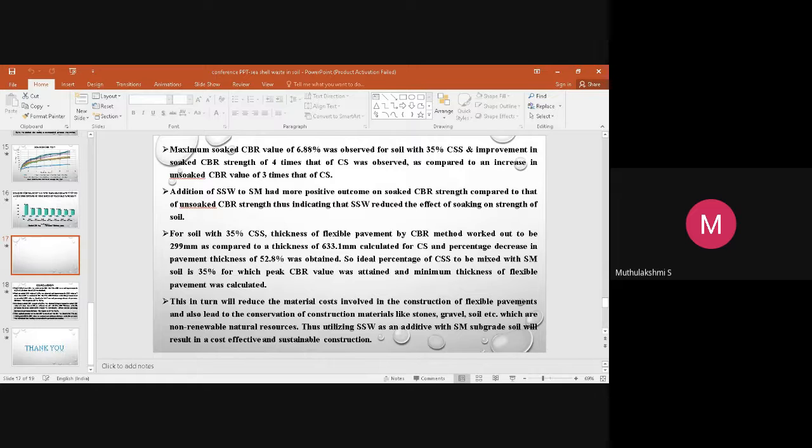Thus, it resulted in an economical flexible pavement. It reduced the material costs involved in the construction of the flexible pavement, thus leading to the conservation of construction materials like stones, gravel, soil, etc. used in the base course and sub-base course layers of the flexible pavement, which are non-renewable natural resources. So ultimately, it resulted in an economical as well as sustainable construction.